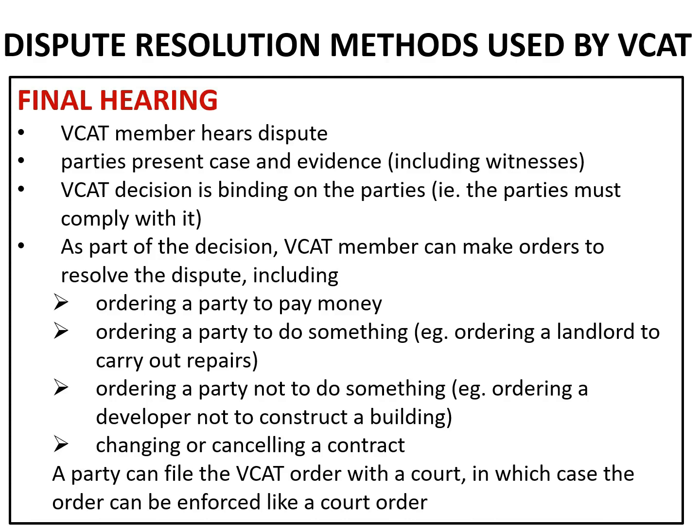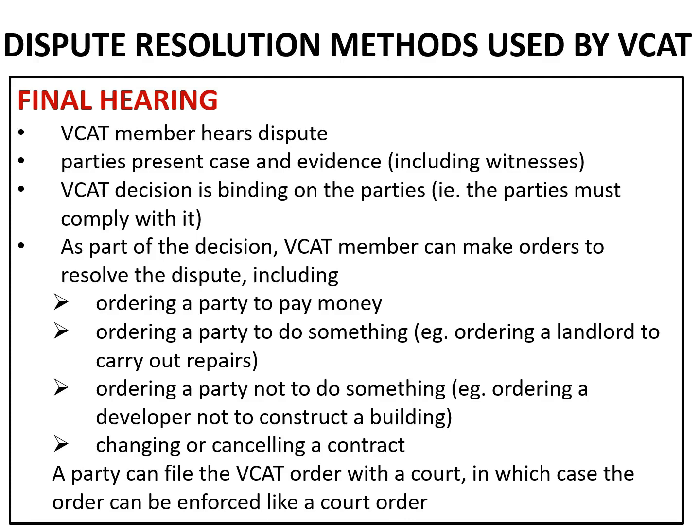For instance, in a dispute between a landlord and a tenant over the state of repair of a house that the tenant rents from the landlord, the VCAT member might order the landlord to repair the house by, say, fixing up the drains or fixing up a hole in the roof. Or, in a dispute between a developer and a local council over whether the developer can build a large apartment block, the VCAT member might order the developer not to build the large apartment block.